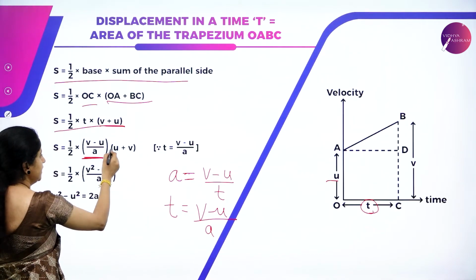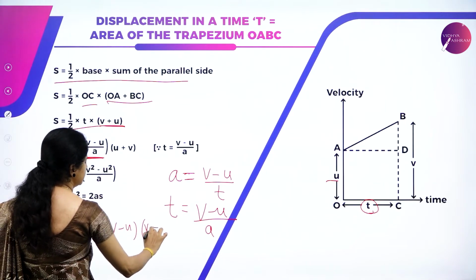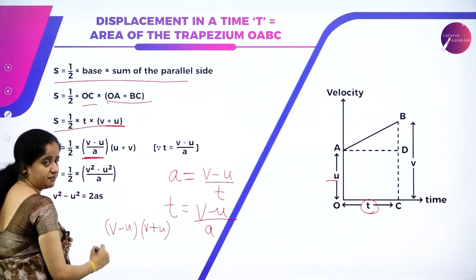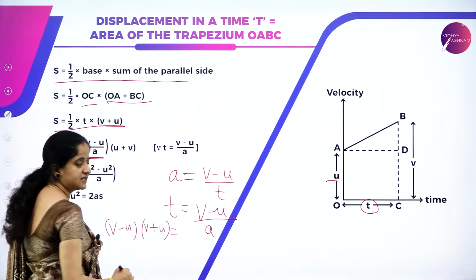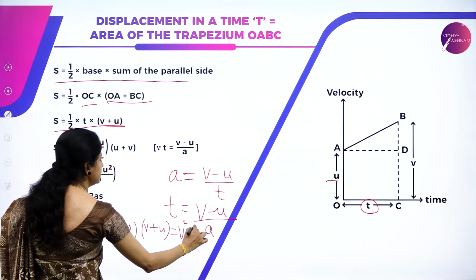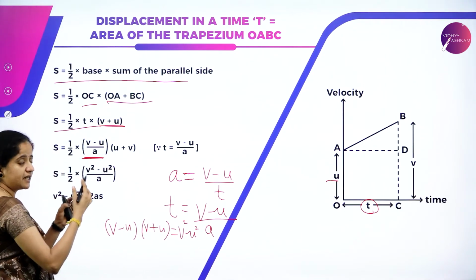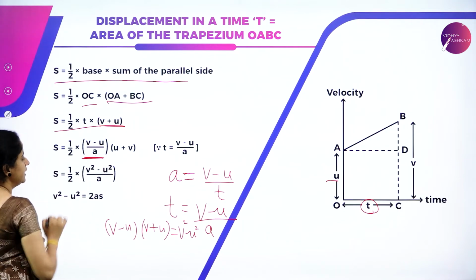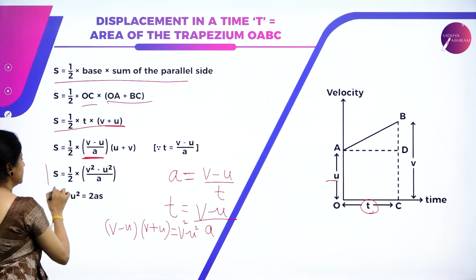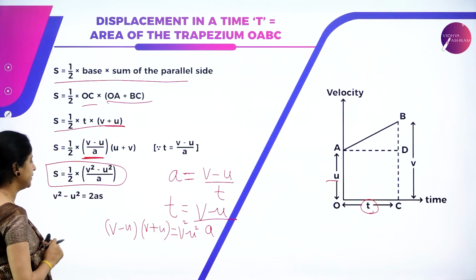You will get, here we have V minus U and V plus U, which is nothing but A plus B into A minus B, and the formula of this is A square minus B square. So we can write this as V square minus U square. So in the numerator we have V square minus U square, in the next step divided by the acceleration. So the expression is S is equal to half into V square minus U square divided by A.